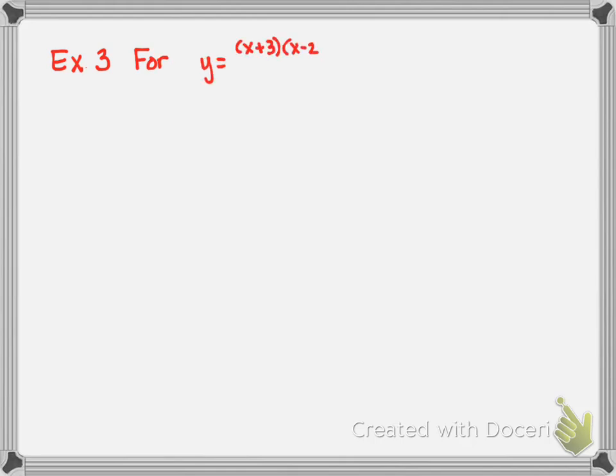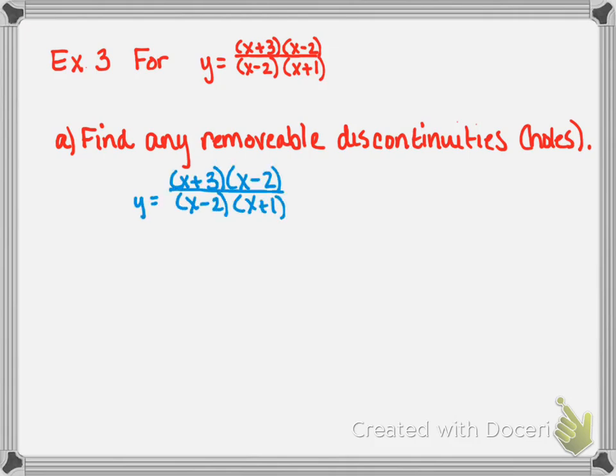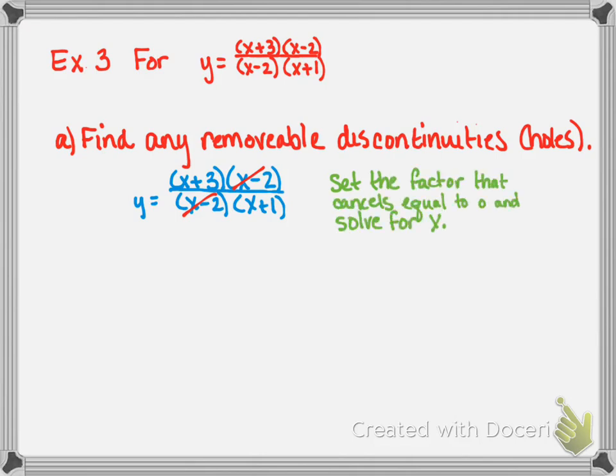Okay, so let's look at this function. y equals x plus 3 times x minus 2 over x minus 2 times x plus 1. First, let's find any removable discontinuities, or holes. So here's our function, and is there a factor in the numerator and denominator that cancels? Yes, x minus 2. We're going to set the factor that cancels equal to 0 and solve for x. So x minus 2 equals 0, solve for x, we get x equals 2. We have a hole at x equals 2.